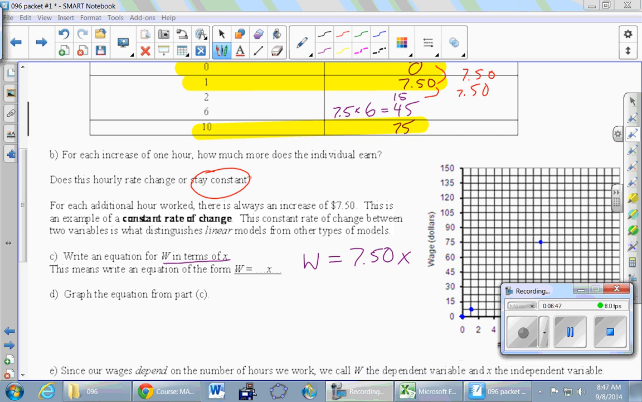And when we plot those three points, what do we notice? Sure looks like it's linear. Looks like a straight line will work. So go ahead and connect the dots with a straight line.